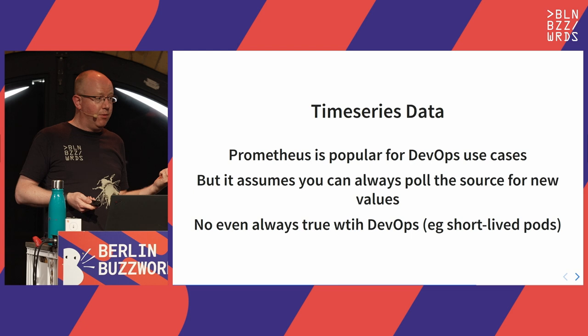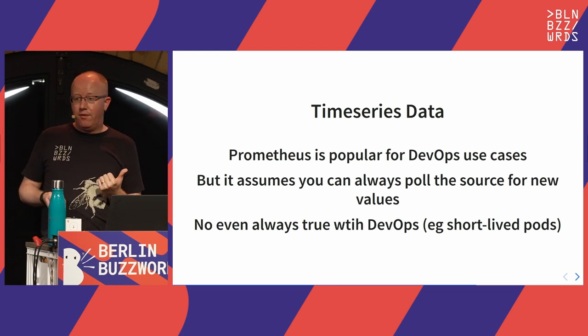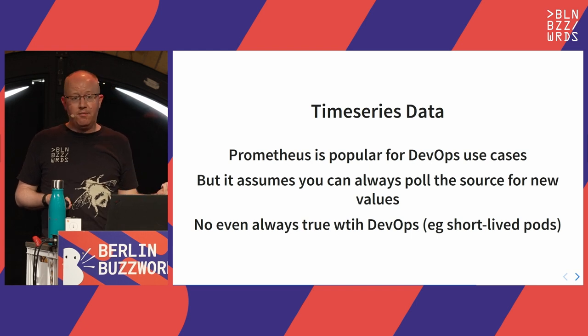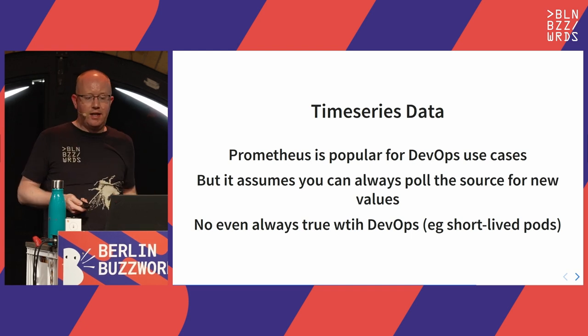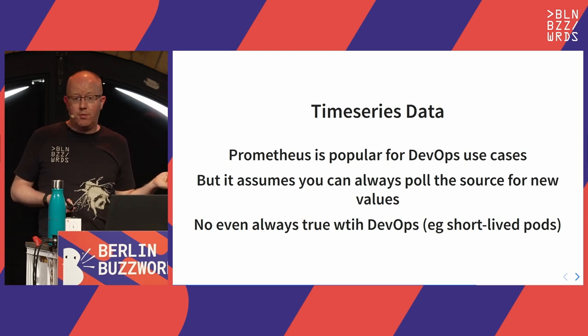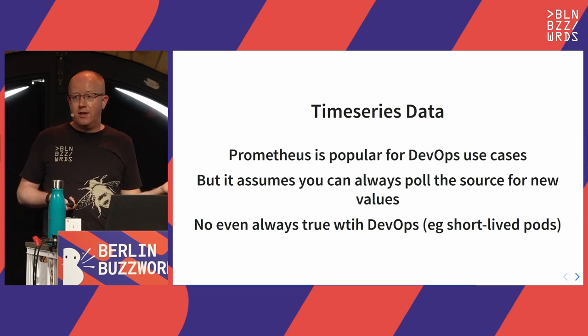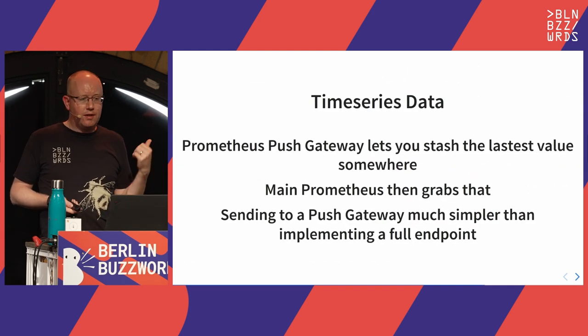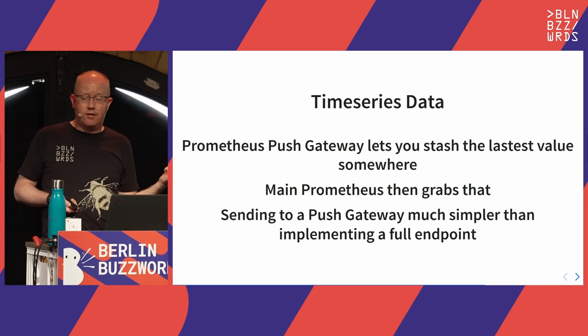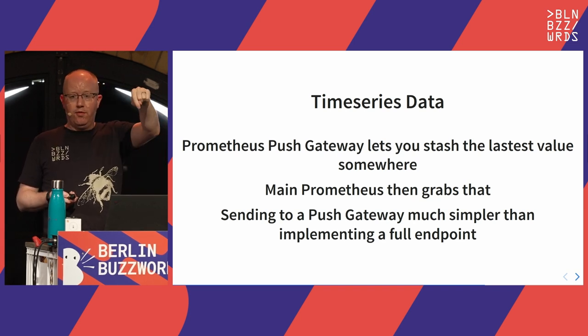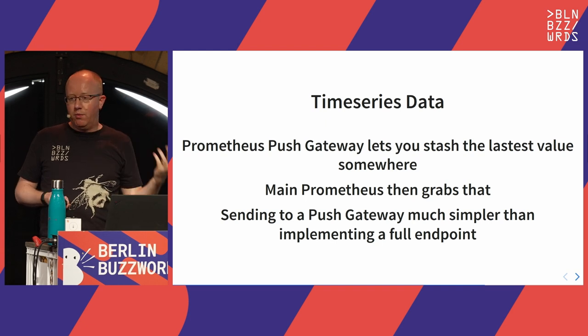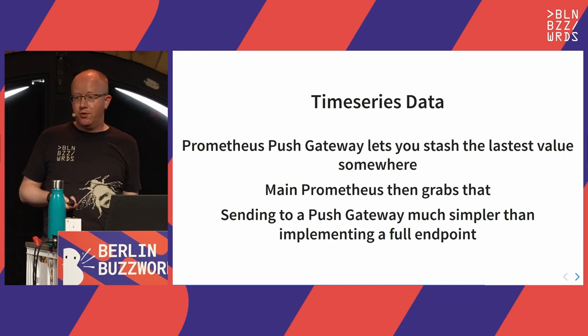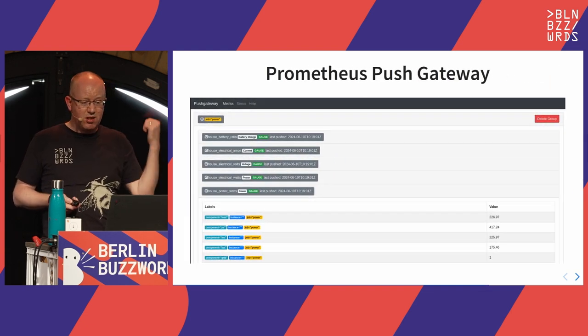Prometheus is very popular in DevOps, but Prometheus believes that everything can be talked to at all times, which is usually the case for a data center. It's not the case for these little things here, and it's not even always true in the DevOps case, because if you've got a pod that's only going to be there for 10 seconds, Prometheus can't poll that. The good news is that they also have a thing called Prometheus Pushgateway that's going to let you place the value on the Pushgateway, and then Prometheus can poll it. So that way, Prometheus can believe that it can always talk to a temperature sensor, even though your temperature sensor is asleep to save battery. So it looks like this.